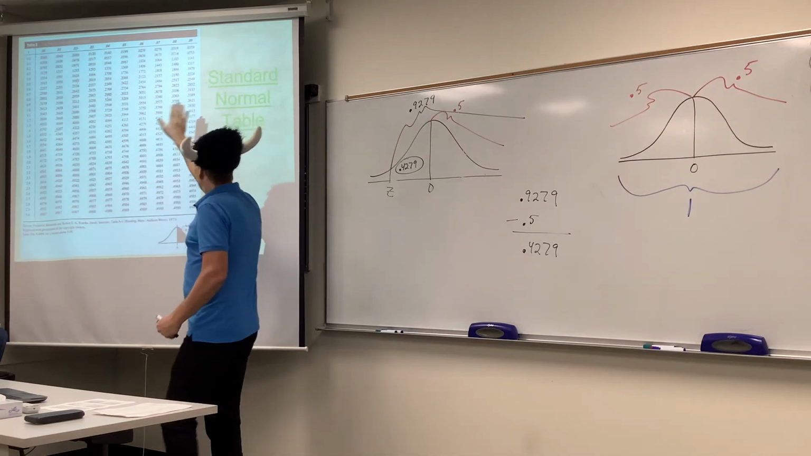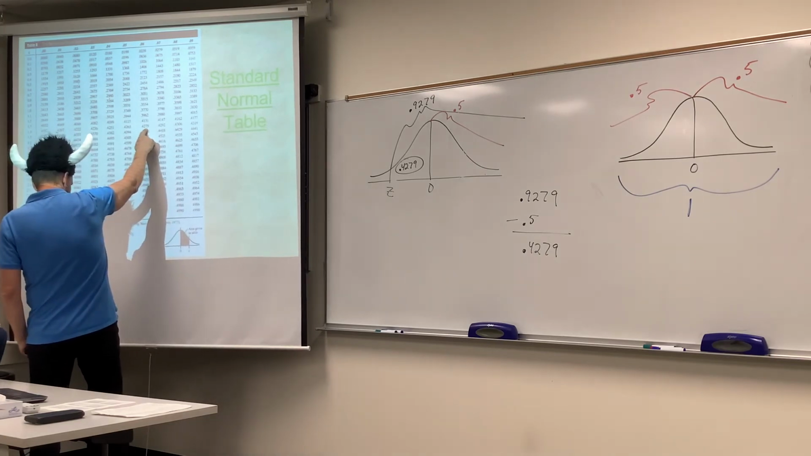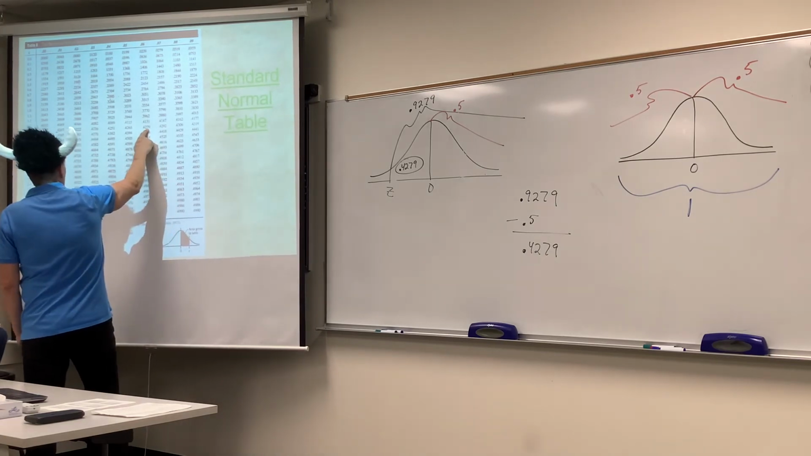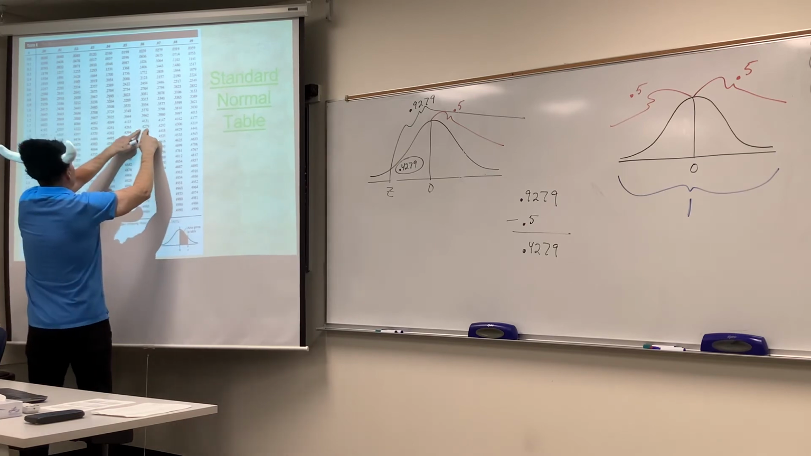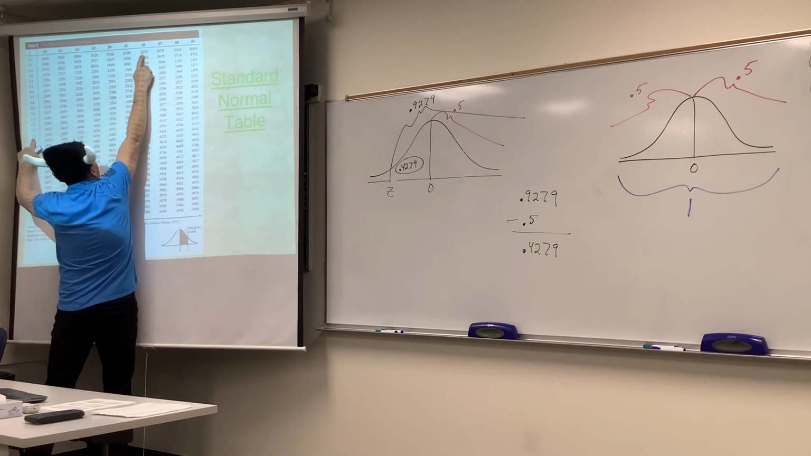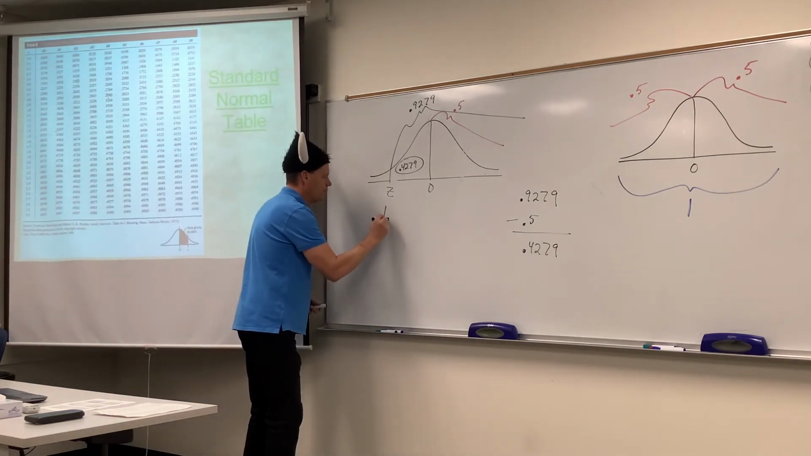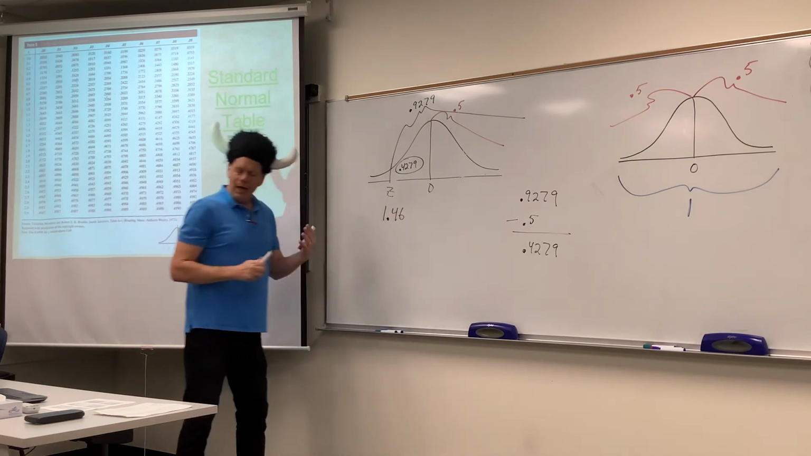We go look for 4279 in the body of this table. And you will agree, 4279 lines up with 1.4 over here and 6 over here. So 1.46 would be the value we got from the table.